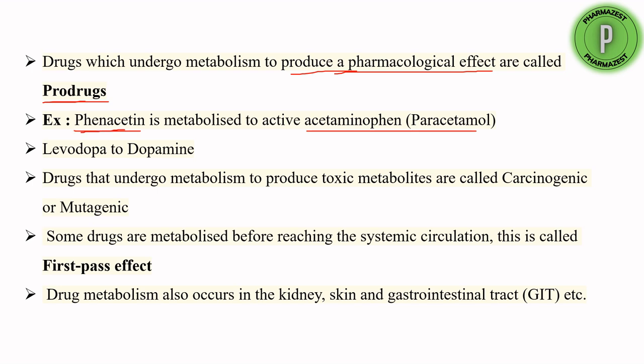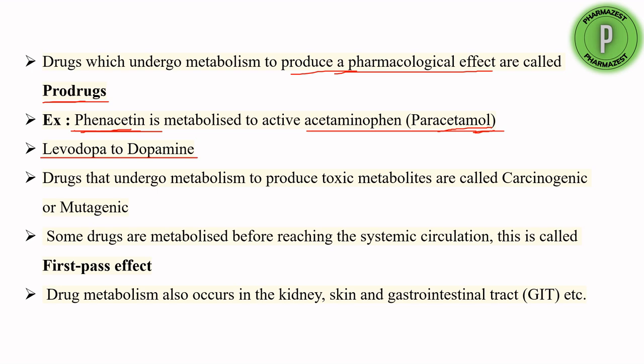Phenacetin is a painkiller, and paracetamol is an NSAID which is used as an anti-inflammatory agent as well as an antipyretic. Paracetamol is safer than phenacetin. Initially phenacetin was used as a painkiller, but now it is banned because of its toxic side effects, whereas paracetamol we are using as an NSAID. So phenacetin is the prodrug for paracetamol, and levodopa is the prodrug for dopamine. Levodopa gets metabolized to dopamine.